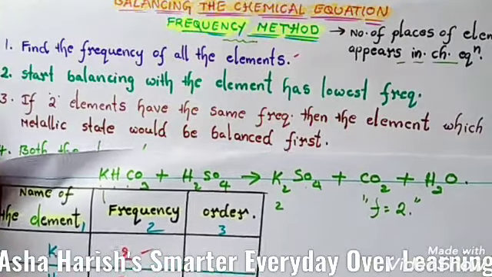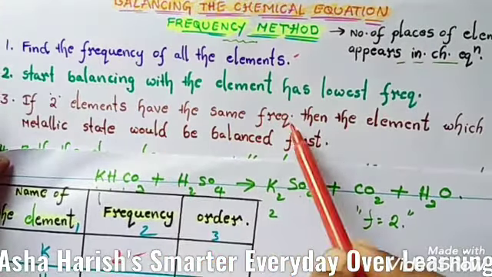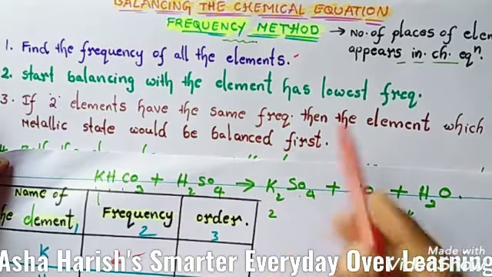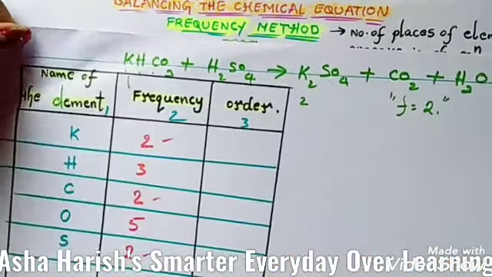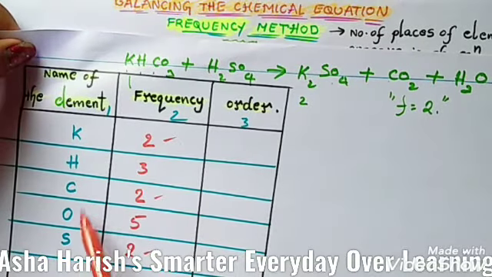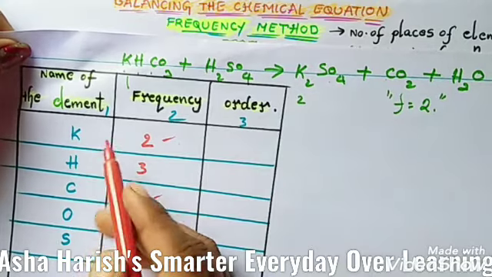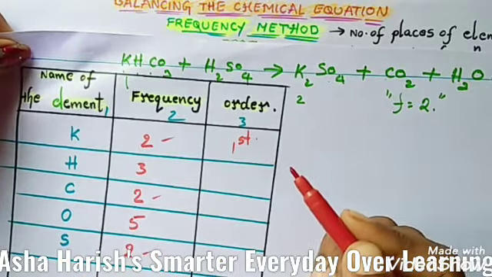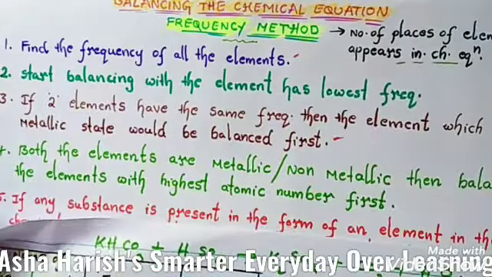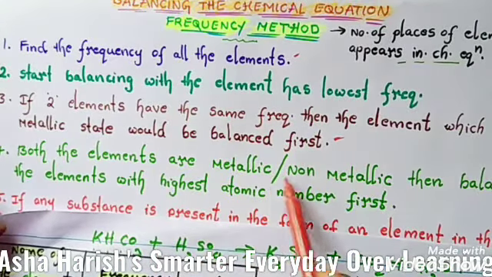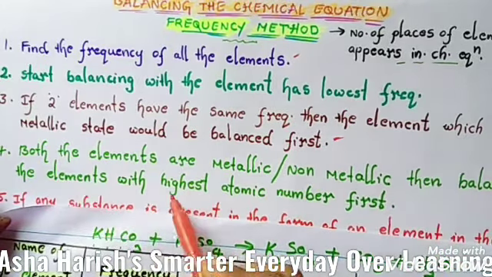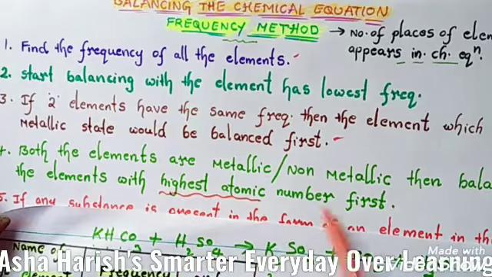Let's see rule number 3. If two elements have the same frequency, then the element which is in metallic state would be balanced first. Here you can see carbon and sulfur are non-metals. So students, potassium is in metallic state, so you need to balance it first. Now we shall go for rule number 4: if both the elements are metallic or non-metallic in nature, then balance the element with the highest atomic number first.